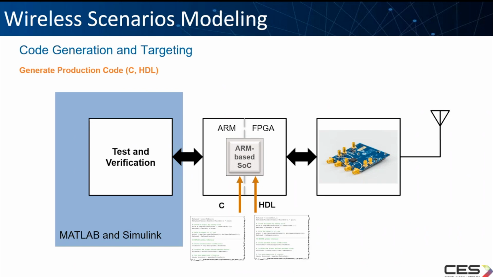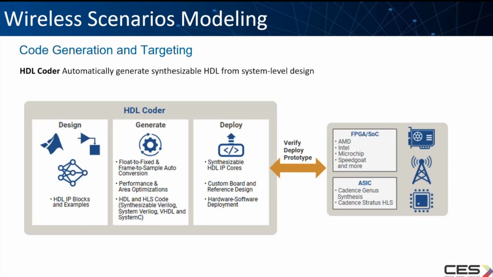When we say optimization, we are talking about area optimization, timing optimization, and so on and so forth, so that you generate HDL code that can be taken to any simulator, and then you can generate the bit stream and deploy it to your FPGA. HDL Coder is the tool that you need so that you can generate synthesizable HDL code from your MATLAB and Simulink designs.